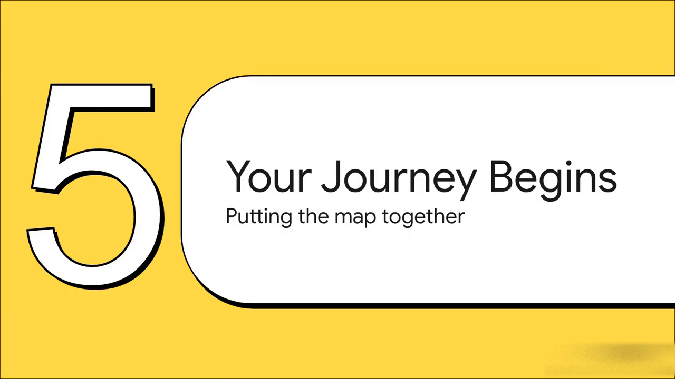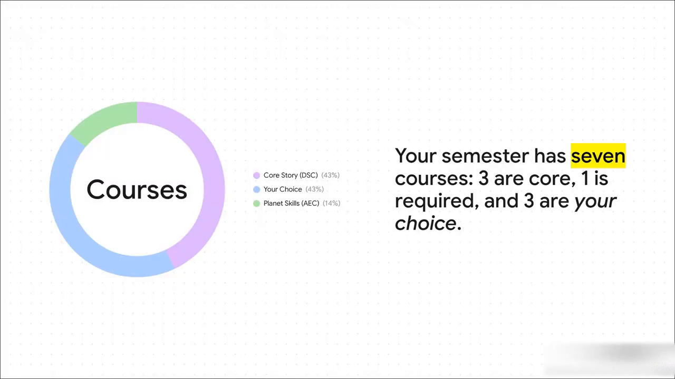So, we've looked at all the different parts. What does the final map for your first semester actually look like when you put it all together? Let's take a look. Yeah, this chart really sums it up perfectly. Your whole semester is made up of 7 courses. You've got your 3 core storybooks that everyone reads. You have that one important mission to help the planet. And then you have 3 whole courses that are your choice. That's almost half your semester that you get to design yourself, which is pretty amazing.